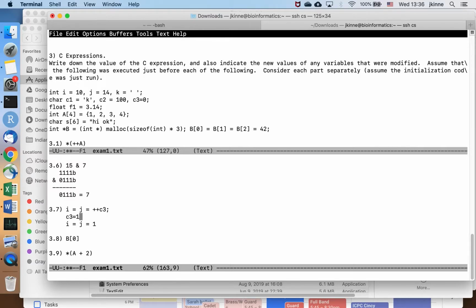Okay, so C3 is 1, and then we're going to have i equal j equal 1. So we're going to have also i equal 1 and j equal 1. And the value of the expression is 1. A lot of people didn't put this, but if you used this inside of some other expression with parentheses around it, its value would be 1 because that's the final value of i.